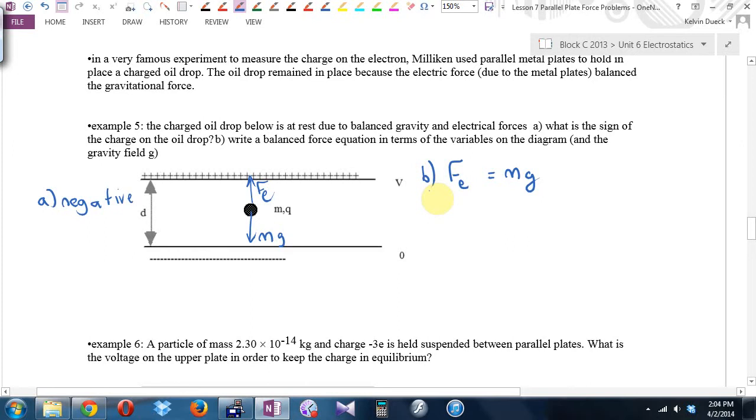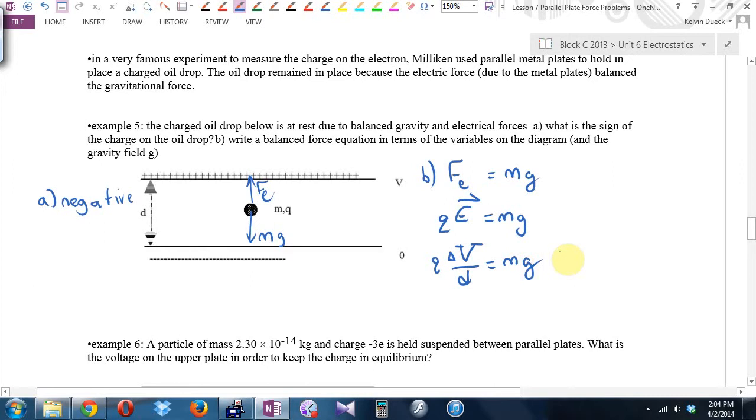But we could even go further. How do we calculate the force between two parallel plates? I'll give you a hint. I asked you this one a few minutes ago and you sat there and drooled. Although we can also calculate electric field. You know what? It's Q, change in voltage over distance equals mg.